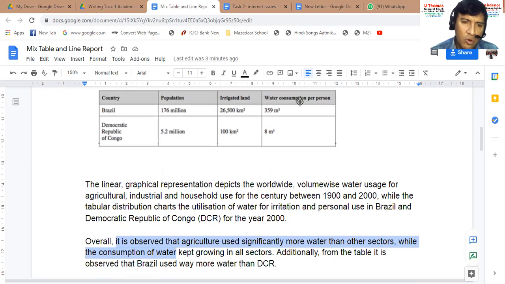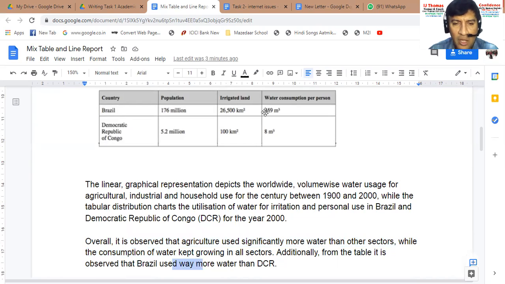Brazil was using more water. You don't have to say Brazil had more people and all, but we're just saying Brazil used way more water. Way more, either 100 square kilometers more water than this year. That's why you should say way more.